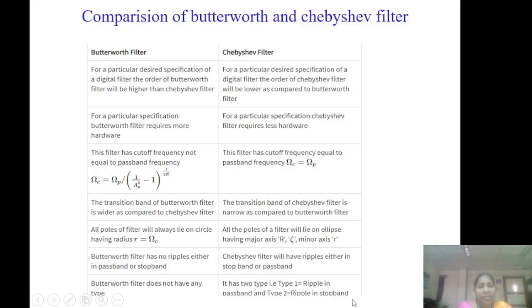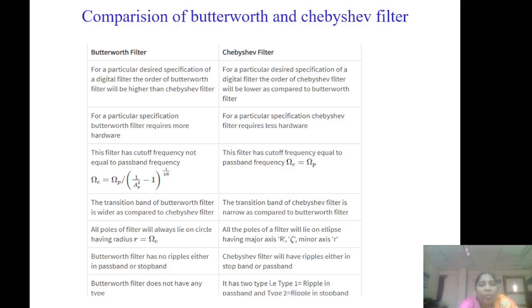Good morning, students. In today's class, we are going to study the comparison of the Butterworth filter and the Chebyshev filter. We all know that these two filters are used for converting the analog filter into a digital filter to have a better frequency response. Now let us see the comparison between the Butterworth and Chebyshev filters.